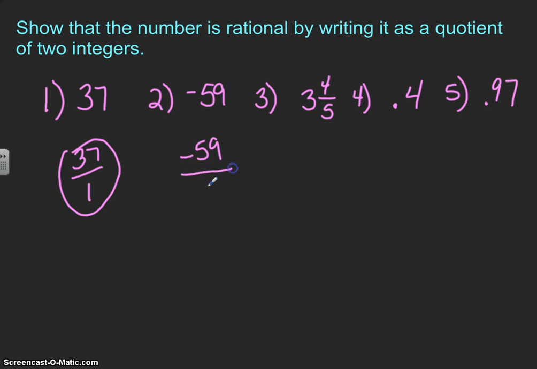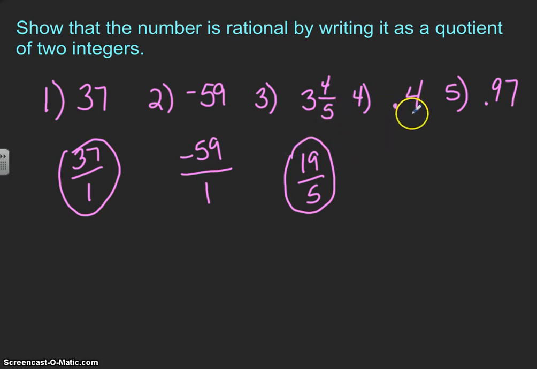We just simply write it over 1. Okay, it is a rational number because we can write it in fraction form. Now here you may say this is in fraction form, but no, it's in mixed number form. We need to make it improper. We need to make it simply in fraction form. Okay, so that's 5 times 3 is 15 plus 4 is 19. We can write that as 19 over 5, and that is in fraction form, or that is a quotient of two integers. That is a rational number, definitely.